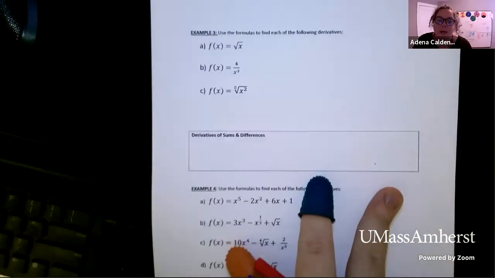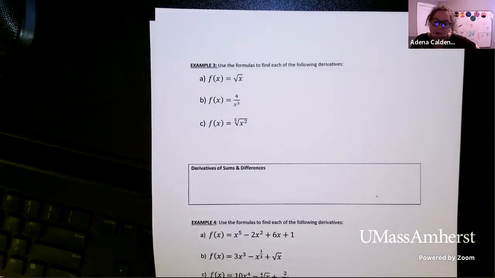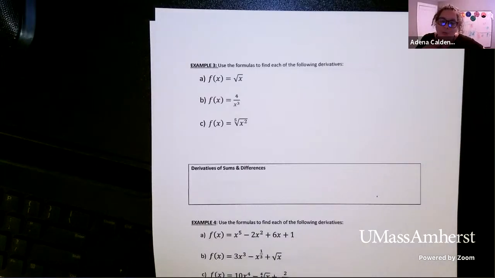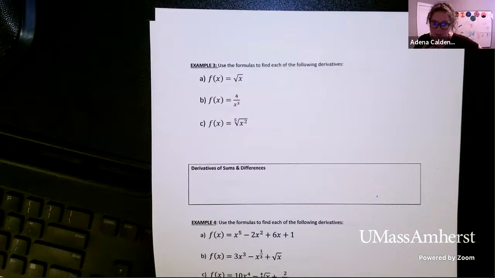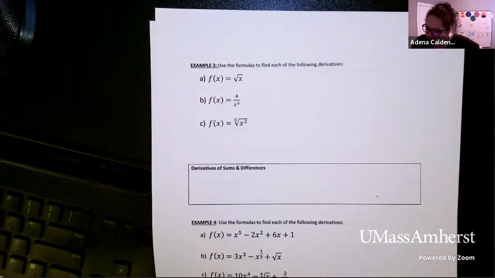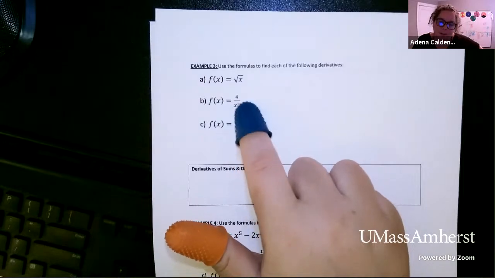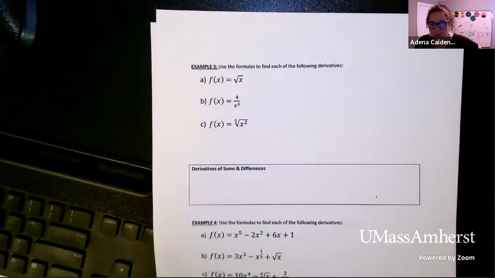And so here we have 3 different functions that need to be rewritten. We have the square root of x, we have 4 over x cubed, and we have the 5th root of x squared. So each of these needs to be rewritten first into the form x raised to some power before we can take the derivative. And I will mention that you cannot take the derivative of x cubed while it's down in the denominator. So you got to get it out of the denominator before you can take the derivative.